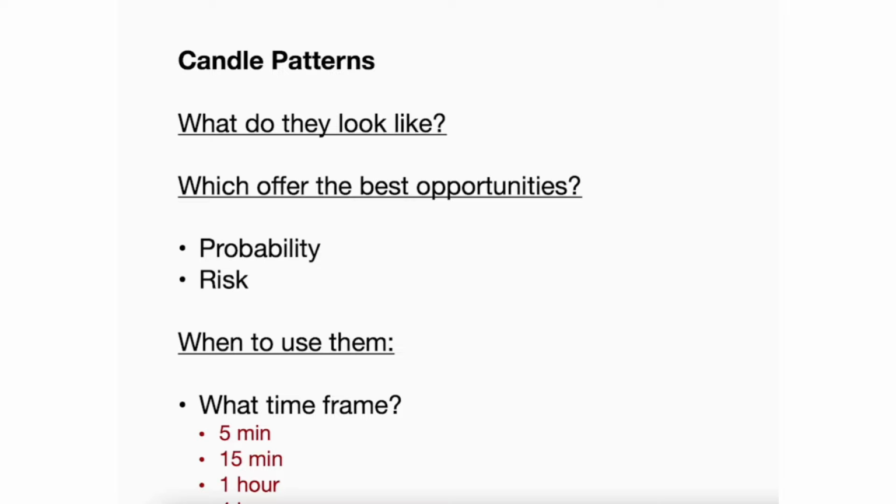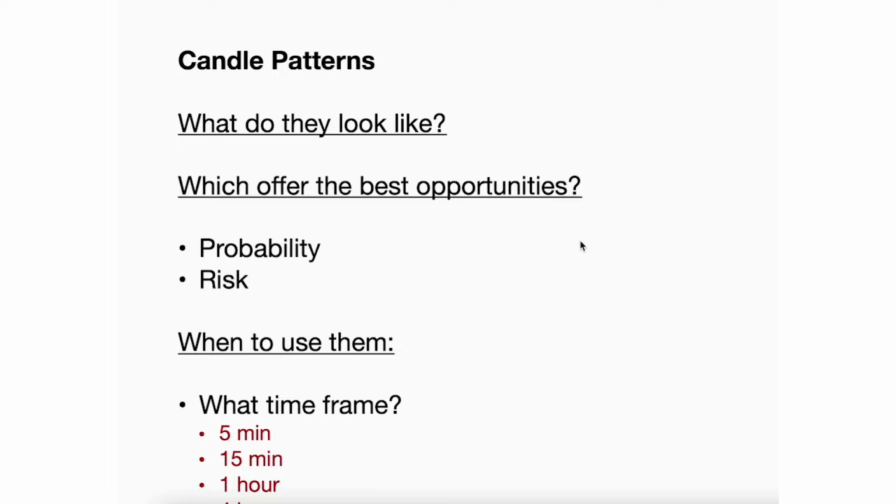So first of all, this is what we're going to cover in this video. Candle patterns, what do they look like? I'm going to go through about 10 different candle patterns that I use predominantly myself, and I'm going to discuss the probability and the risk involved with each type of pattern, and try and explain to you which ones I prefer over the others and the reasons why.